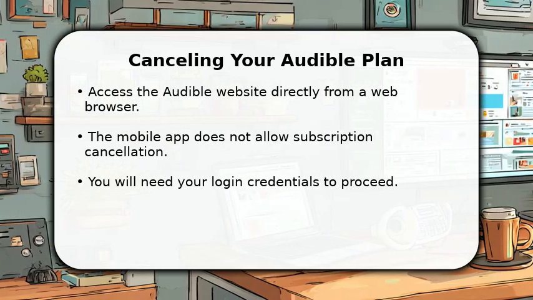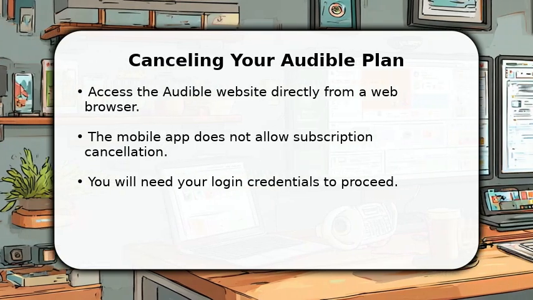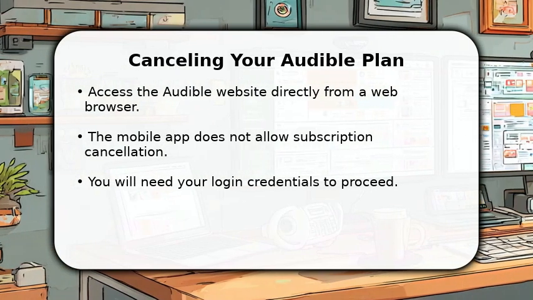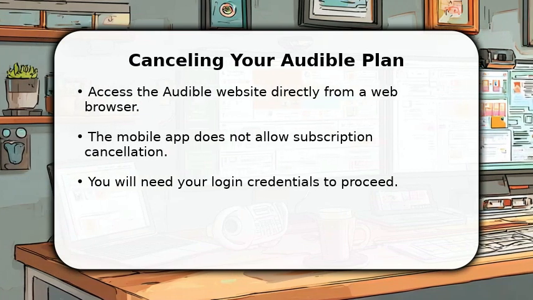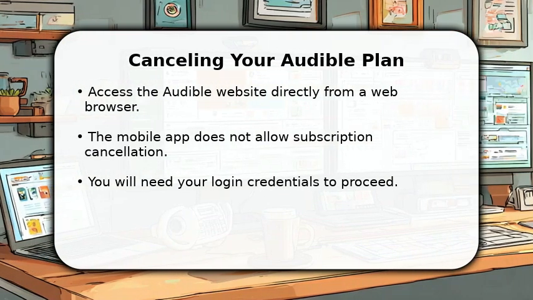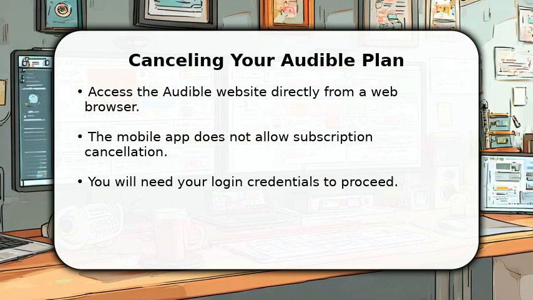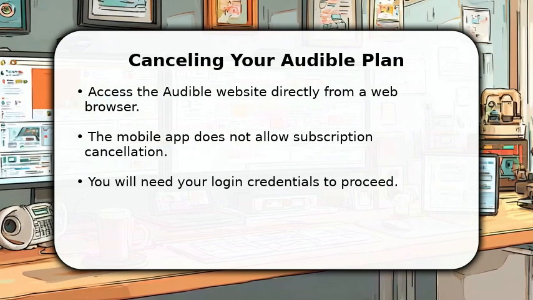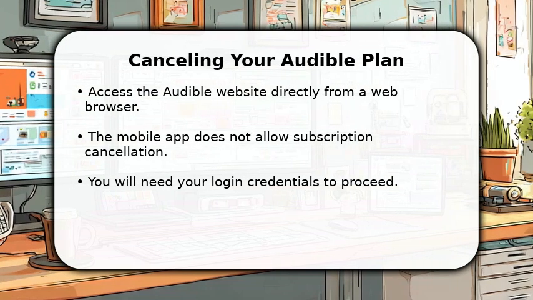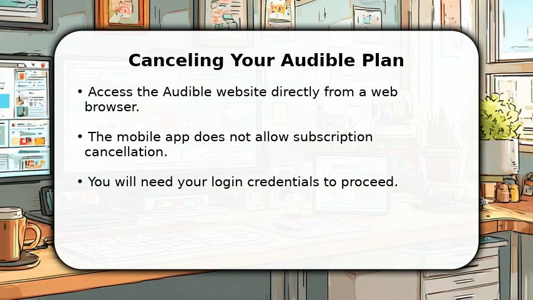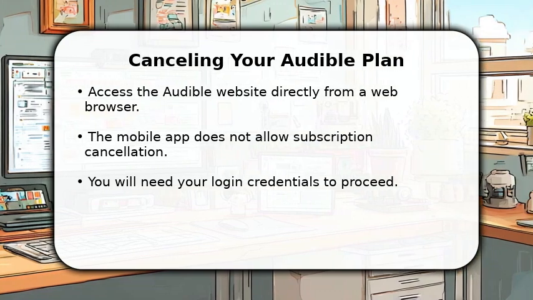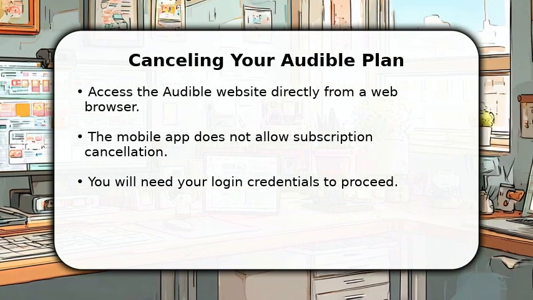In this video, I will explain how to remove your Audible subscription easily. First, open your preferred web browser and navigate directly to the Audible website. It is important to know that you cannot cancel your membership through the mobile app itself. You will need your login details ready to sign into your account on the website. This simple step ensures you access the correct portal for managing your subscription.